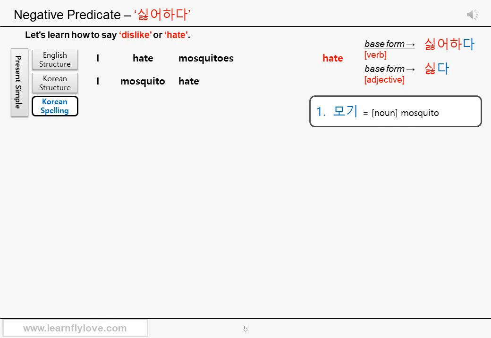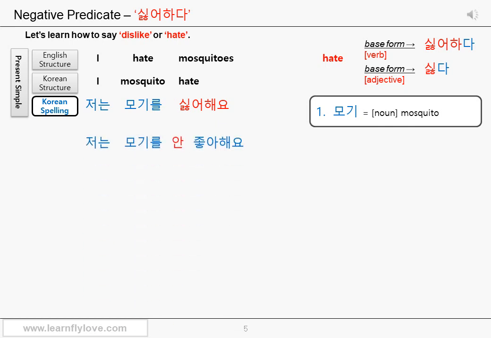I hate mosquitoes. I, mosquitoes, hate. 저는 mosquitoes. 모기 means mosquito. Let's add the object particle 를. 모기를 hate. 싫어해요. 저는 모기를 싫어해요. Because 싫어하다 is a verb, you can add the object particle 를 to the object 모기.